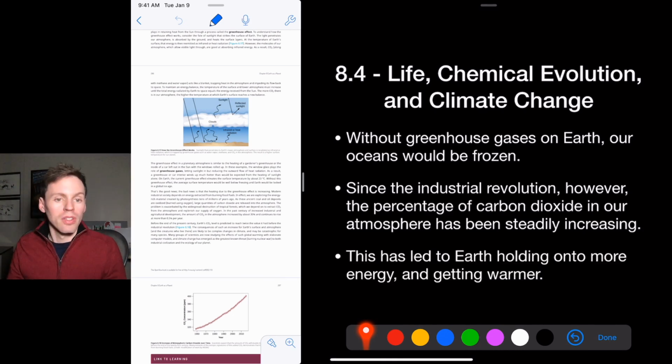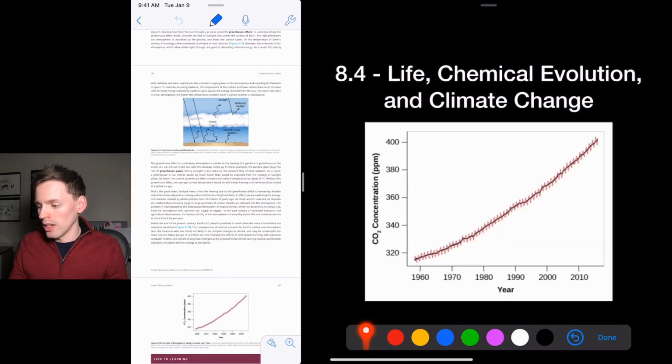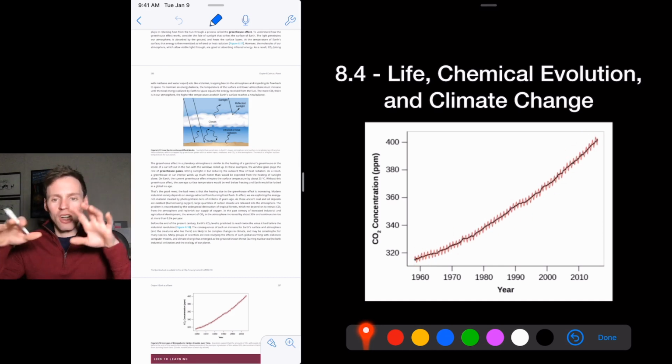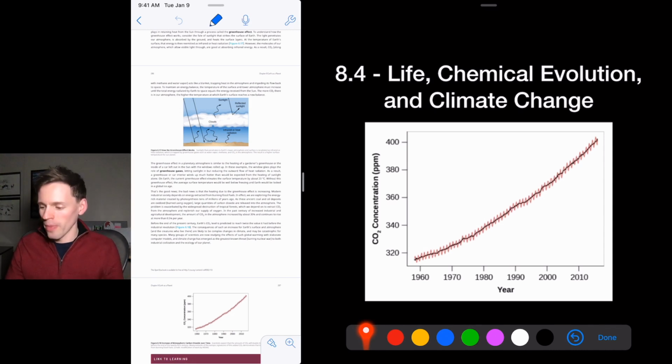This has led to Earth getting a thicker blanket, so it's getting warmer. This is a measurement of the carbon dioxide from an island in Hawaii. This is an area in the middle of the ocean, so it shouldn't have locally high amounts of carbon dioxide from an industry. So this is the mixed atmosphere, the baseline carbon dioxide way out in the middle of nowhere, and you can see it's just been going up like crazy.